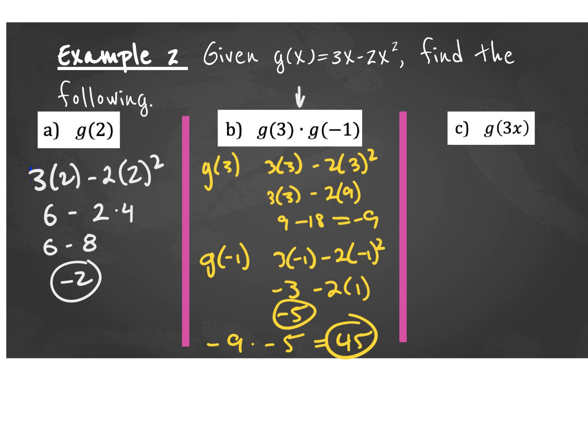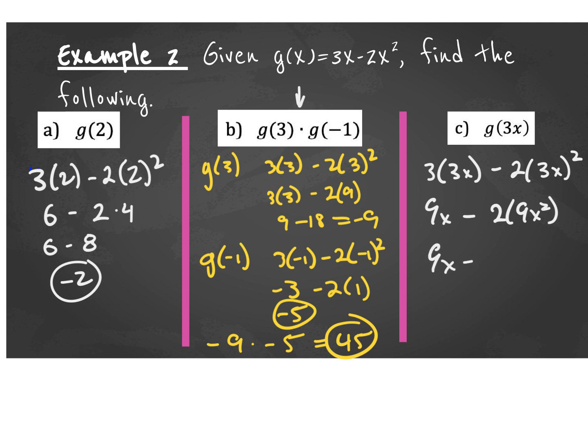So G of 3x says I literally put in 3x exactly for x. All right, so that first part will be 9x. This will be 2 times 9x squared. So it'll be 9x minus 18x squared. And that's as far as I can go. Okay, do not combine those.